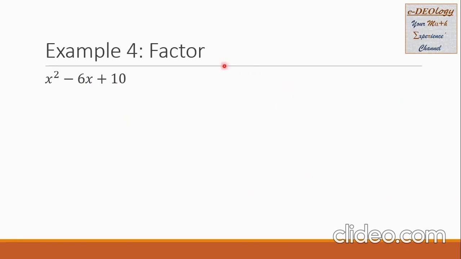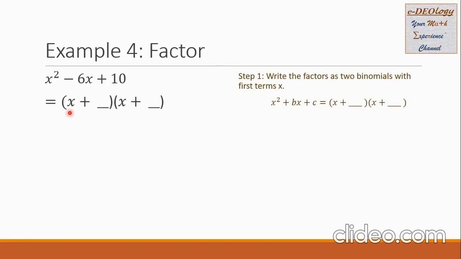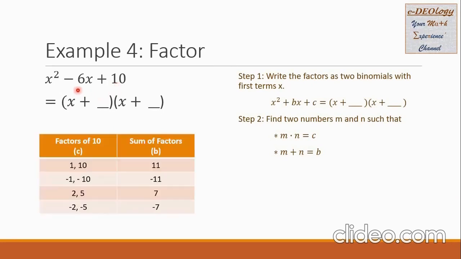Let us have example 4. Let us factor x squared minus 6x plus 10. Step 1, I'm going to put here x plus blank and then times x plus blank. Step 2, let us find two numbers m and n, the factors of 10, such that later on we will add them to get a value of b. So on this column, the factors of 10 are 1 and 10, negative 1 and negative 10, 2 and 5, negative 2 and negative 5.